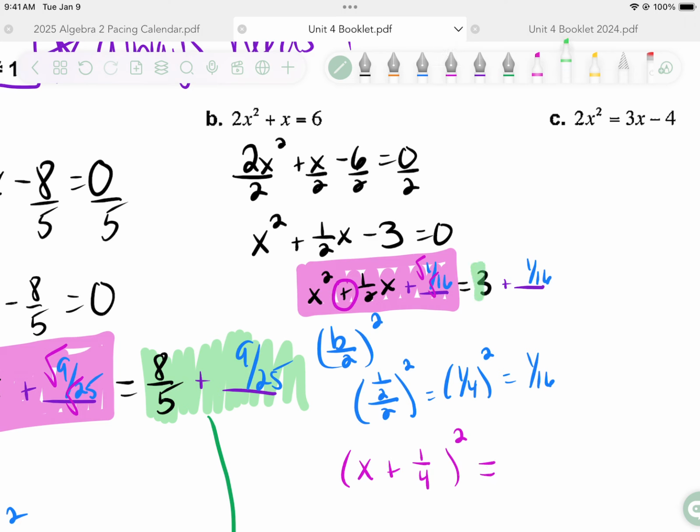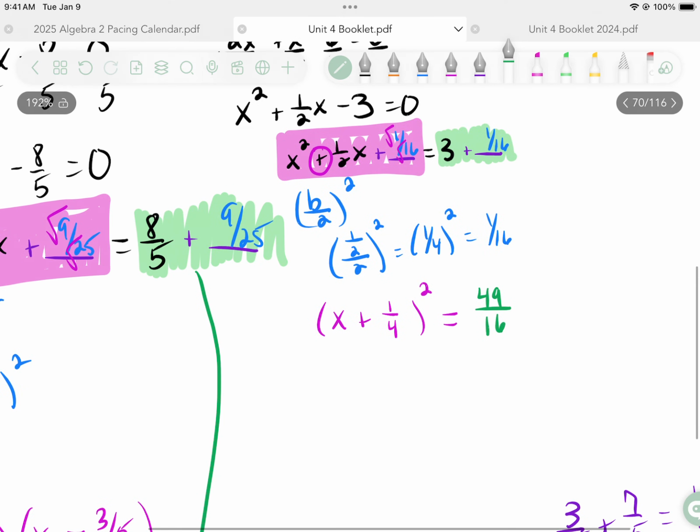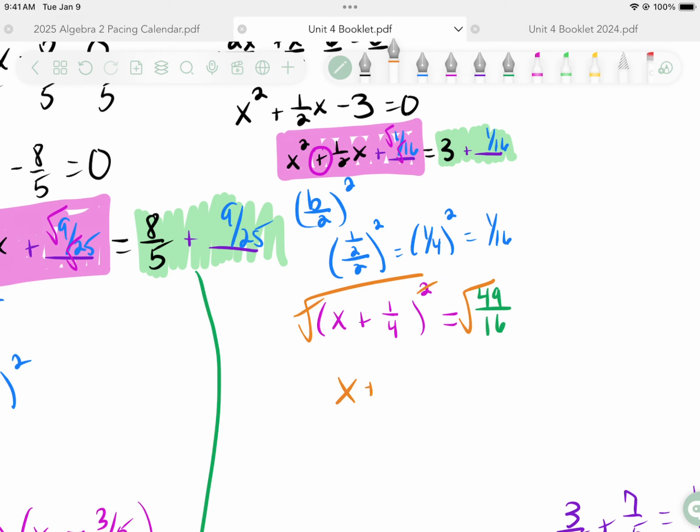Equals, take your calculator, put this into the calculator, and hit math, enter, enter. When you do that, you get 49 over 16. So now we take the square root of both sides to get x plus 1/4 equals plus minus 7 over 4. Subtract 1/4 to the other side. Break out your 2 answers.